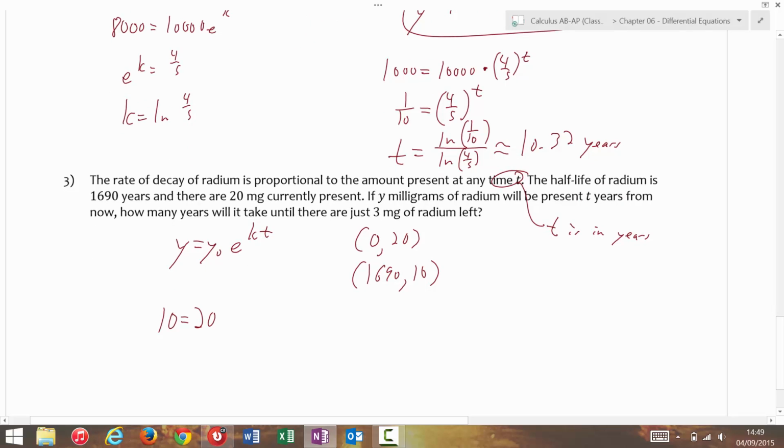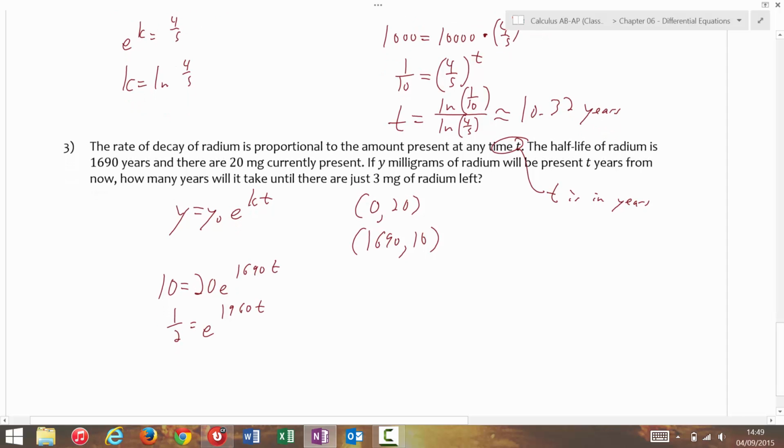10 is equal to 20 e to the 1690t, and I get 1/2 equals e to the 1690t, or k, sorry. This should have been a k right here. And I get k is equal to the ln of 1/2 over 1690.